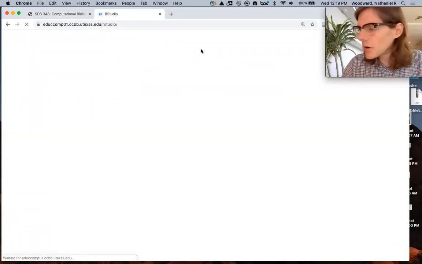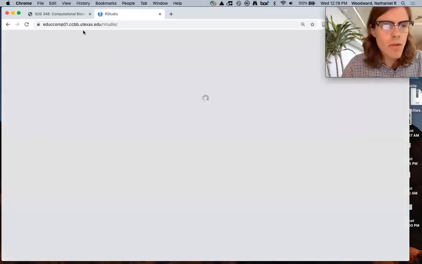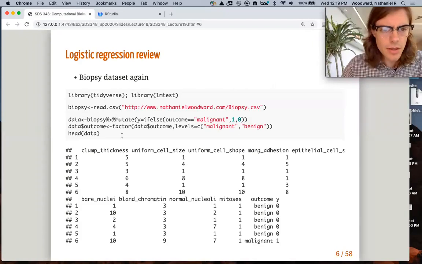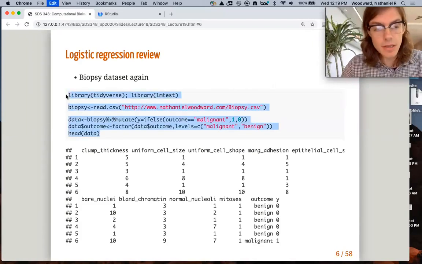Let's hop on the server, and let me grab that code so I can just run it. Grab this.